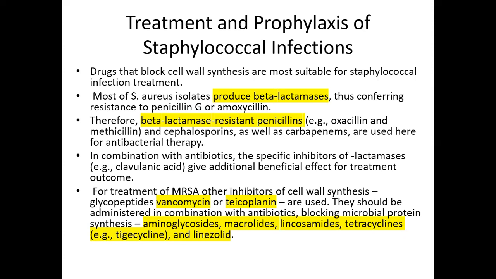Beta-lactamase resistant means an antibiotic that is not sensitive to the action of the beta-lactamase enzyme. Beta-lactamase is an enzyme produced by Staphylococcus aureus to destroy antibiotics. So if you find Staphylococcus aureus which has beta-lactamase, you should use beta-lactamase-resistant antibiotics like oxacillin and methicillin. In combination with antibiotics, the specific inhibitors of beta-lactamase, like clavulanic acid, give an additionally beneficial effect for treatment.